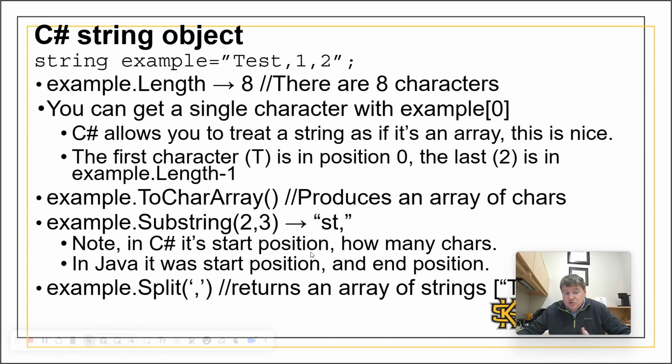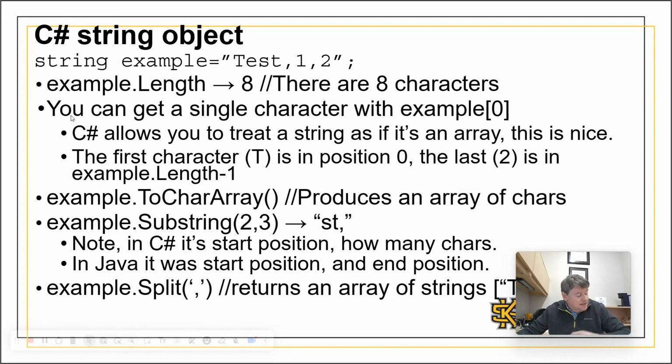All right, string objects. So let's imagine we have a string. We set it equal to test, comma, 1, comma, 2. We have all the usual methods that we can call on a string like we were able to in Java. So like if we want to get the length of the string, it's just the name of the variable dot length. And so in this case, that would return 8 because there are 8 characters.